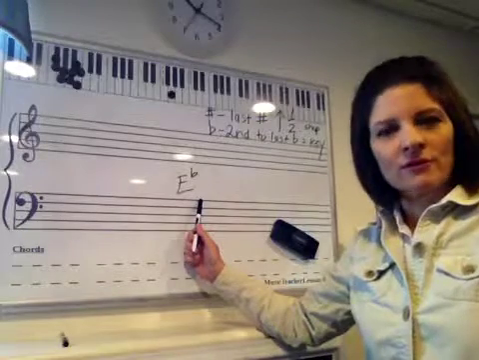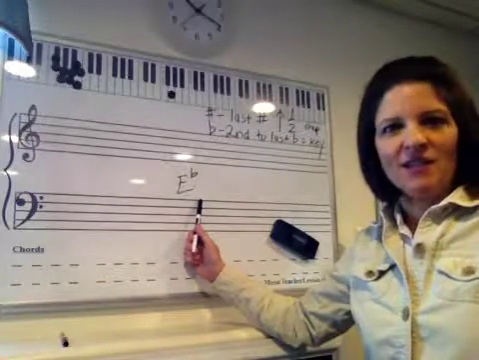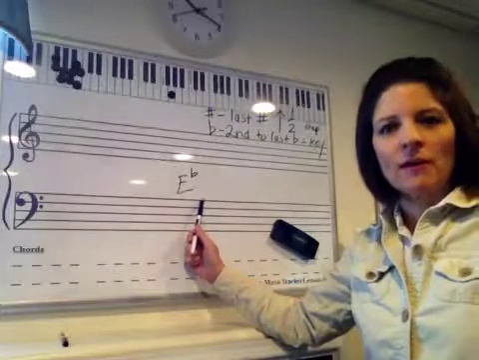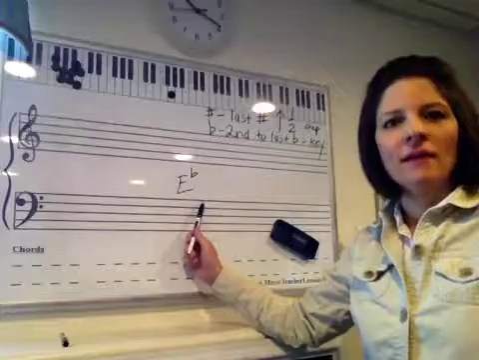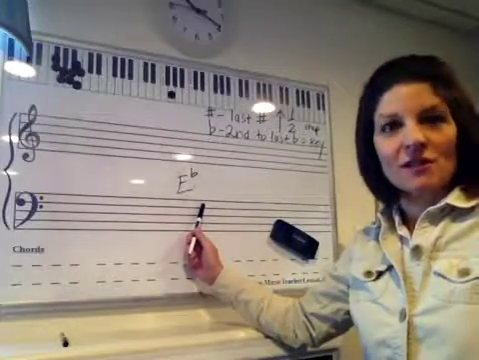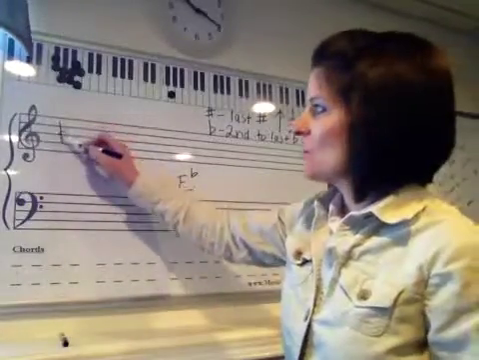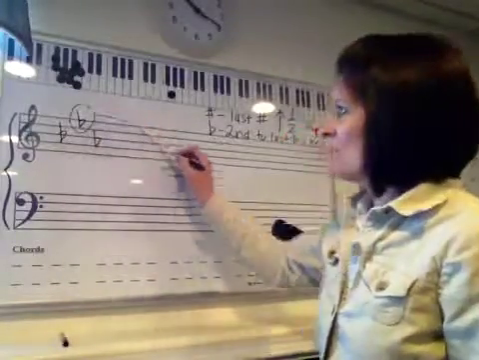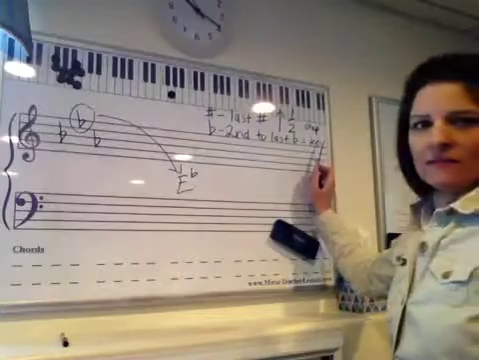So think about the order of flats. B, E, A, D, G, C, F. Let's name our flats up to E and add one more. B, E, A. That's our key signature for key of E flat. Let's write it. B, E, A. The second to last flat names the key.